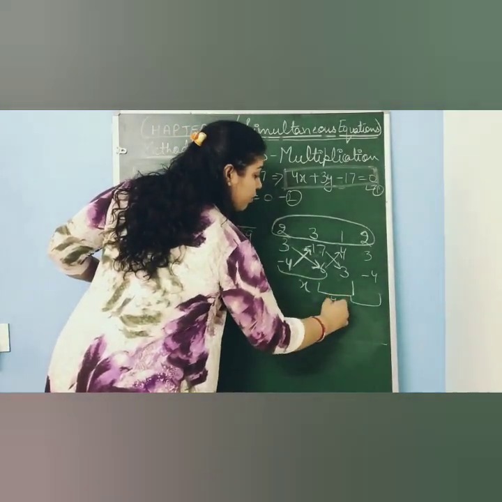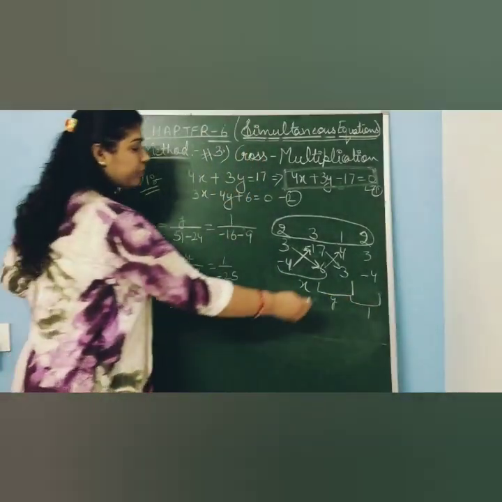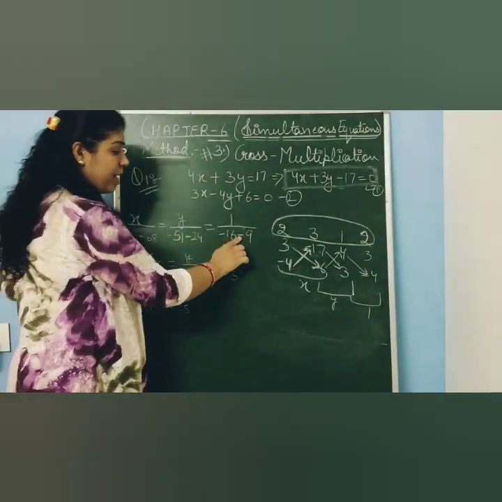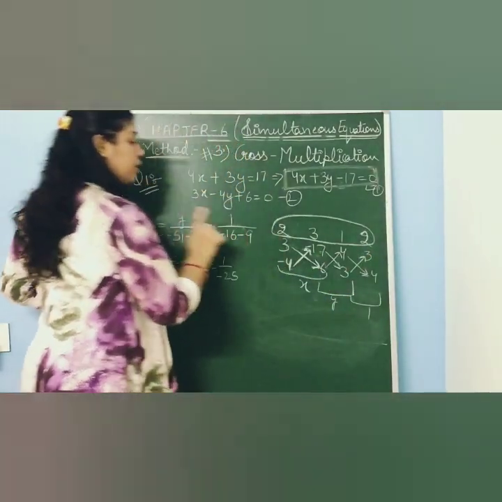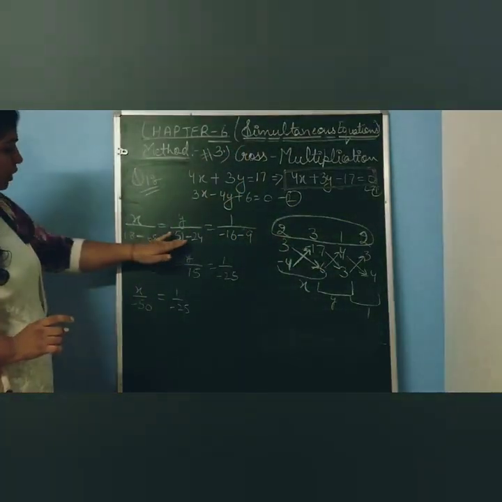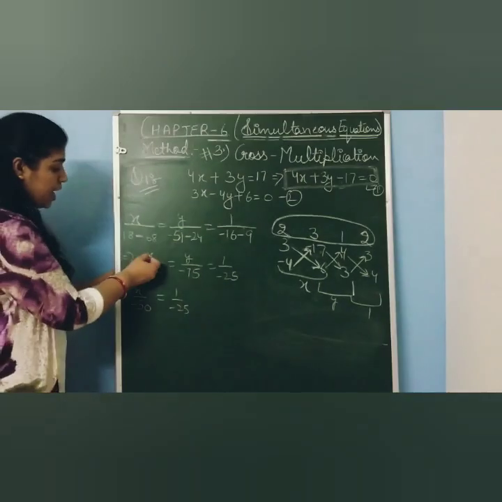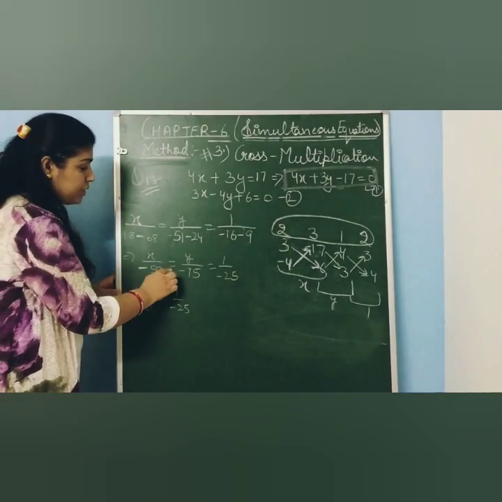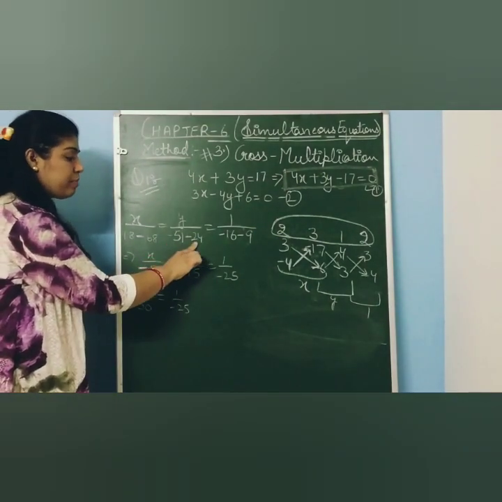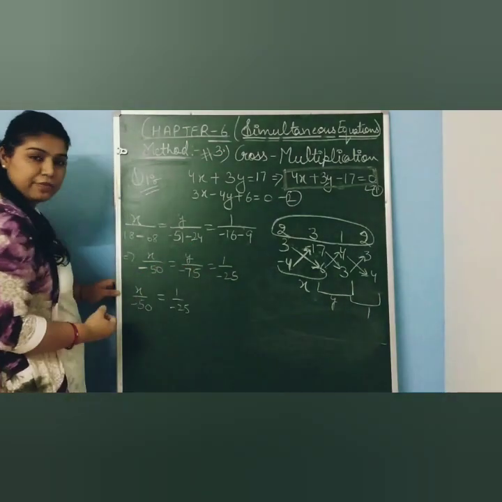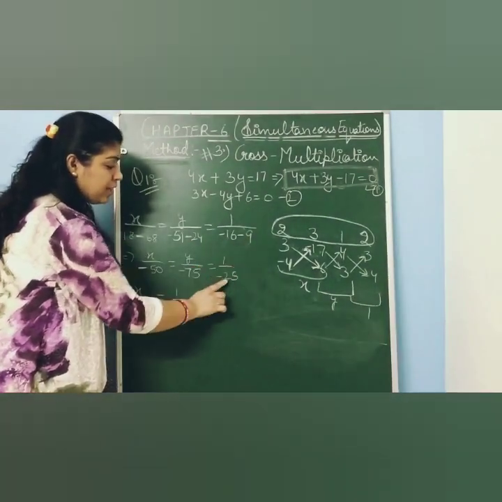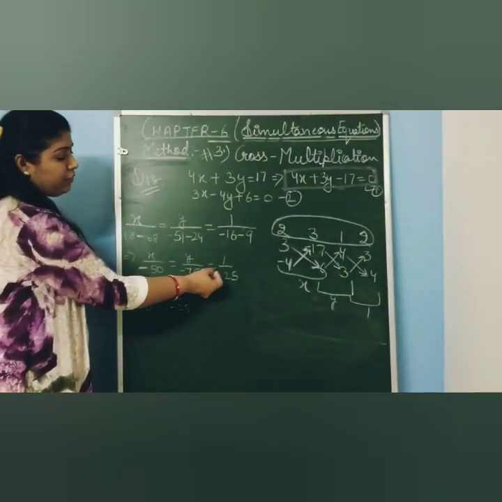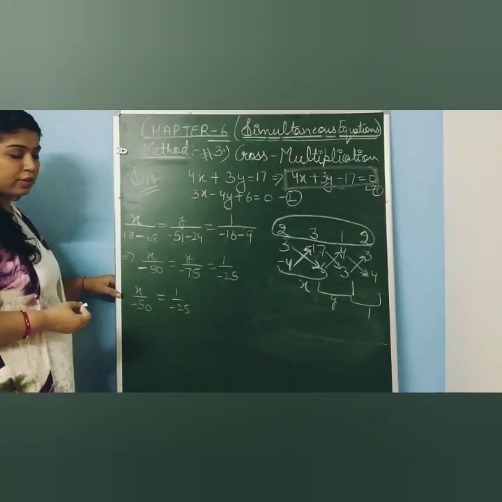The third one, this is for y, this is for the constant 1. 4 into minus 4, minus 16, minus 3 into 3, 9. Now solve these things. We are getting x over 18 minus 68, this is minus 50, is equals to y over minus 51 minus 24, this is minus 75, minus 16 minus 9, this is minus 25. So we are having x over minus 50, y over minus 75, 1 over minus 25.